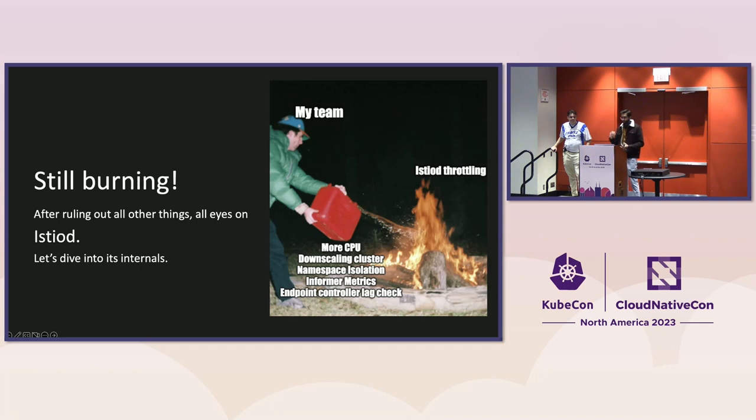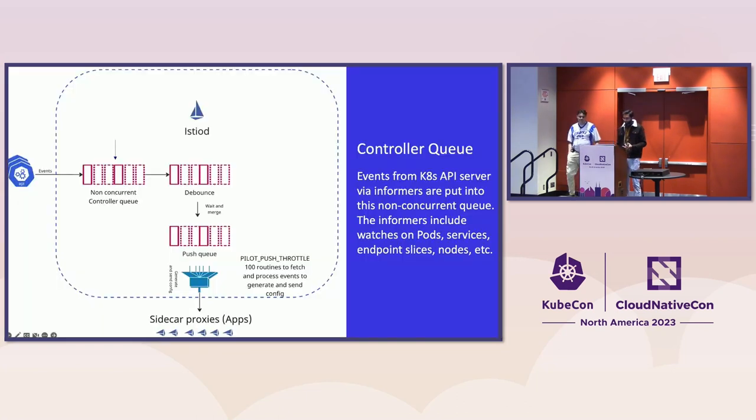And that's where we turned our eyes to IstioD, and we started looking into the internals of IstioD, because IstioD is the control plane of Istio. It's the brain of Istio. So the chances that it is introducing delay somewhere along the path are significantly higher than any other component in the cluster. So let's have a look at the internals of IstioD and try to understand how that works for us.